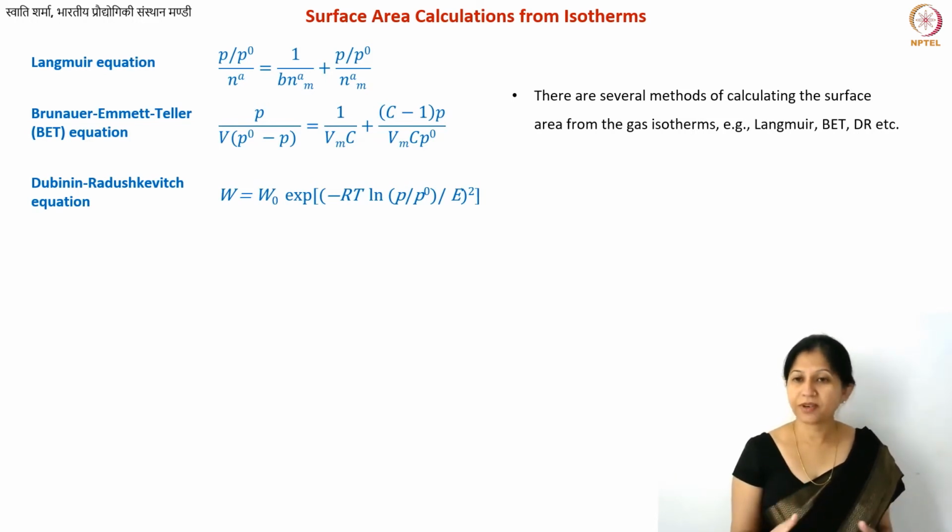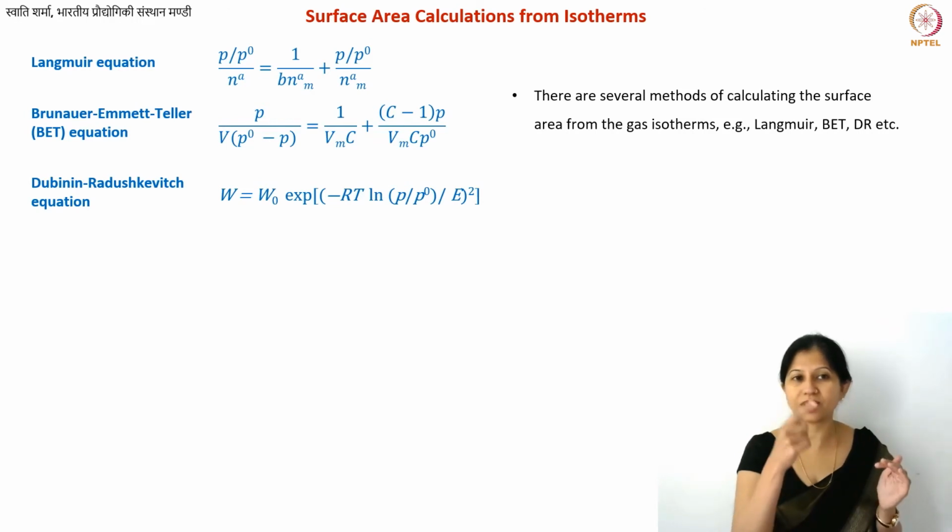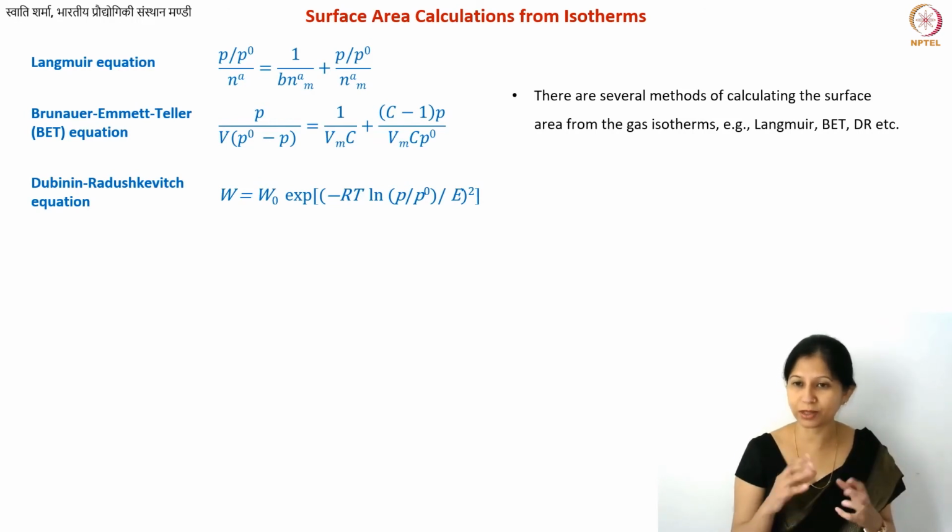Why do we use different methods? That depends upon your material and also the gas that you have used, and also the type of porosity that you're expecting. Sometimes you can use the same isotherm and calculate the porosity using all 3 equations and see what happens. Are you getting the same values?